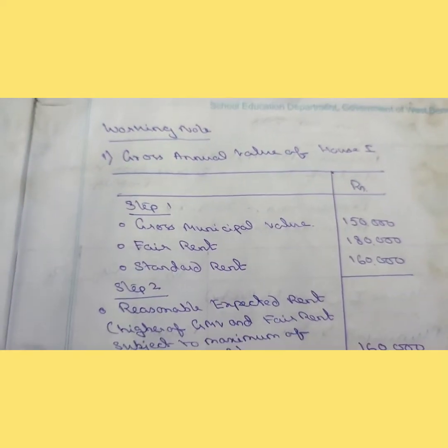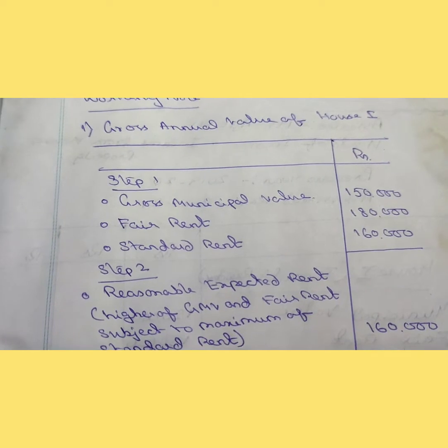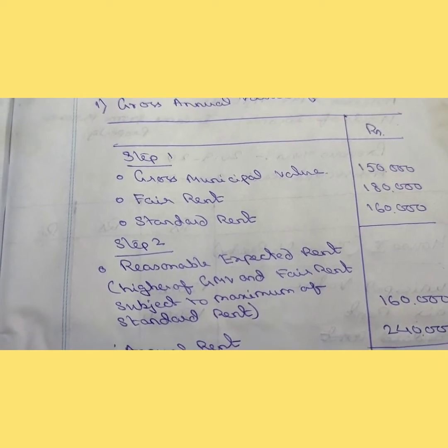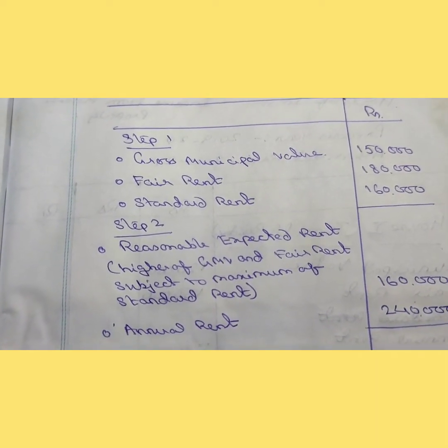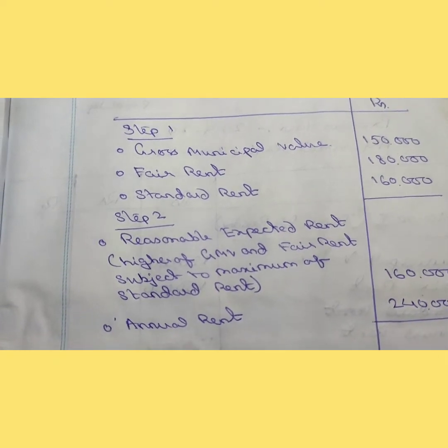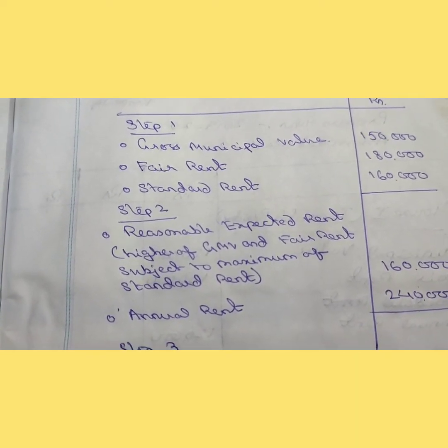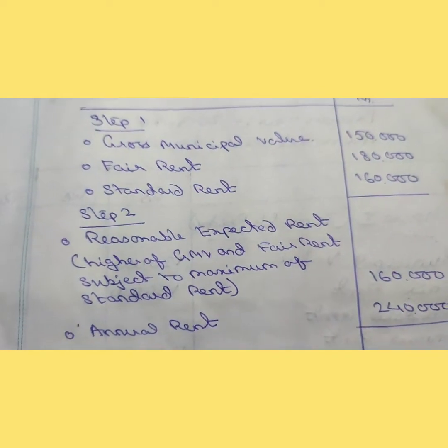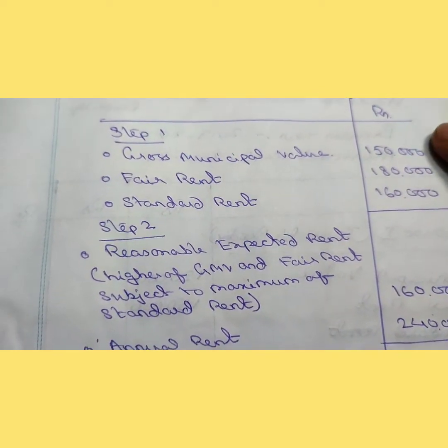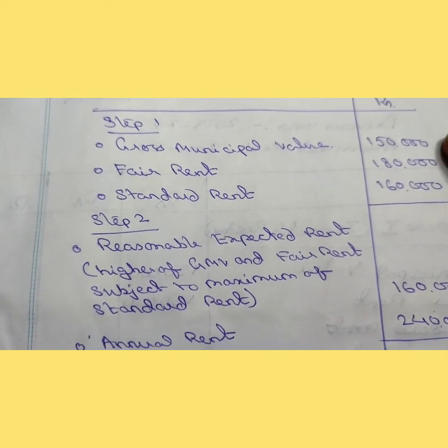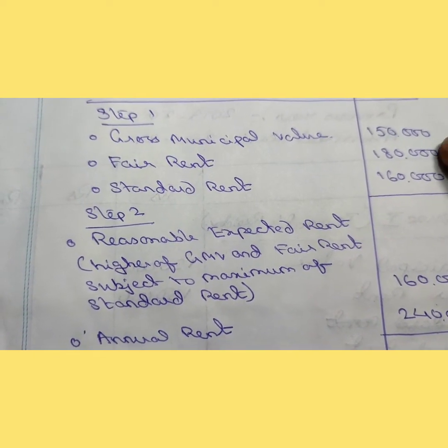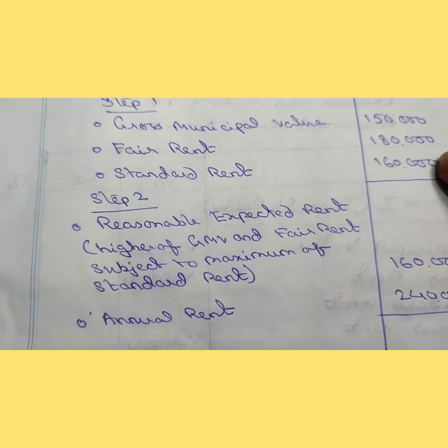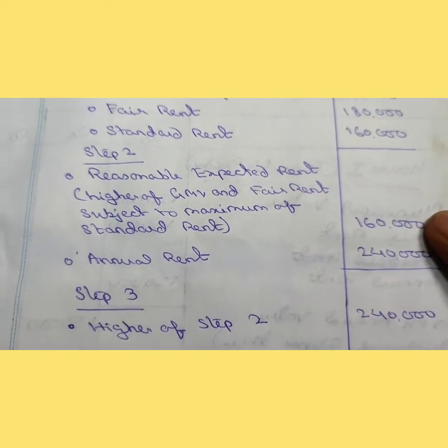Gross annual value for house 1. Step 1: gross municipal value is given in the question, that is 1,50,000. Fair rent given is 1,80,000, and standard rent is 1,60,000. Step 2: we have to compute the reasonable expected rent, and what is that? That is the higher of GMV and fair rent, subject to a maximum of standard rent. GMV is 1,50,000 and fair rent is 1,80,000. The higher of these two is 1,80,000, but it cannot exceed the standard rent. Here, standard rent is 1,60,000, so we take standard rent as the reasonable expected rent.